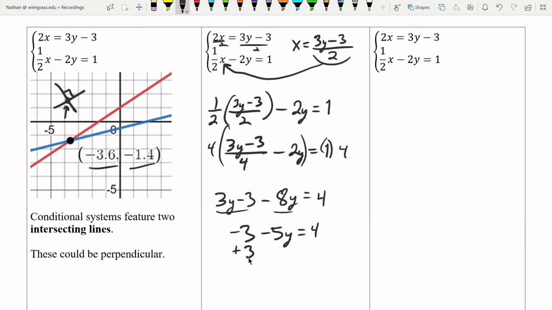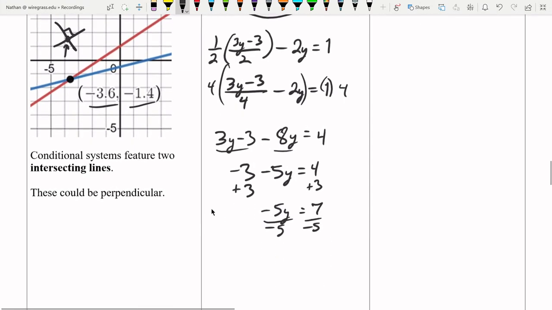Getting the y by itself, divided by negative 5, I get y equal to negative 7/5, which just so happens to be negative 1.4. So the same thing we got here for the graphing.